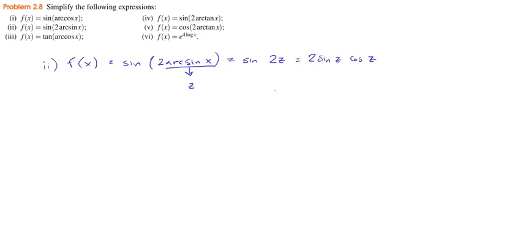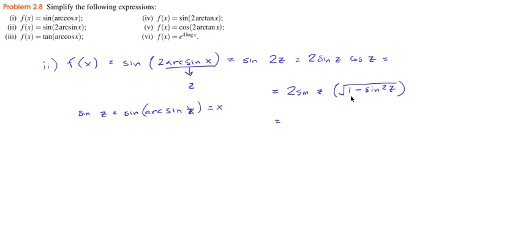And the cosine, as we have seen, is just the square root of 1 minus the sine squared of z. And so now the sine of z is just the sine of the arc sine of x, which is x. And just like before, the sine squared of z is just x squared, so this is 2x times the square root of 1 minus x squared. This is what this thing is.